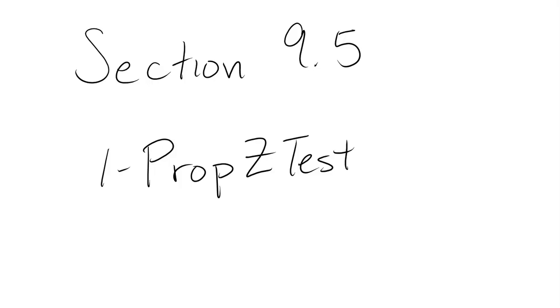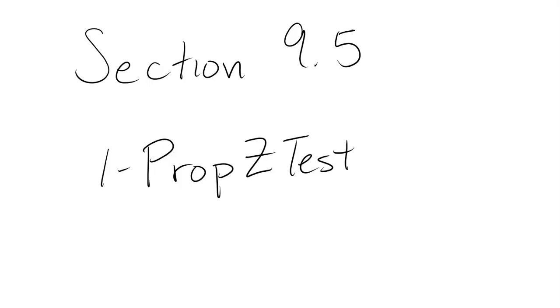In this video, we're going to talk about hypothesis testing for proportions, and the calculator function we use for that is called 1PropZTest. 1Prop for one proportion, Z because we're going to be using the normal approximation to the binomial distribution, and Test instead of Int because it's a hypothesis test, not a confidence interval.